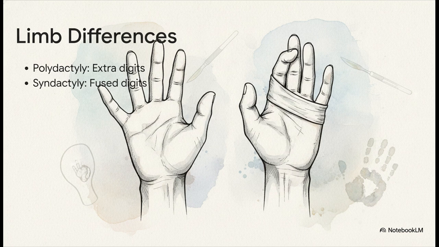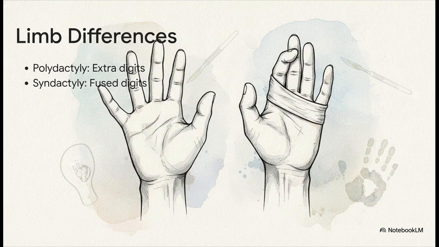Here's a wild fact. During normal development, our hands actually start out looking kind of like little paddles. The tissue between our developing fingers and toes is supposed to gradually disappear. But small changes in the genes controlling this process can leave an extra digit behind, which is what we call polydactyly. Or, if that separation process doesn't fully finish, the fingers or toes remain joined together, and that's syndactyly.